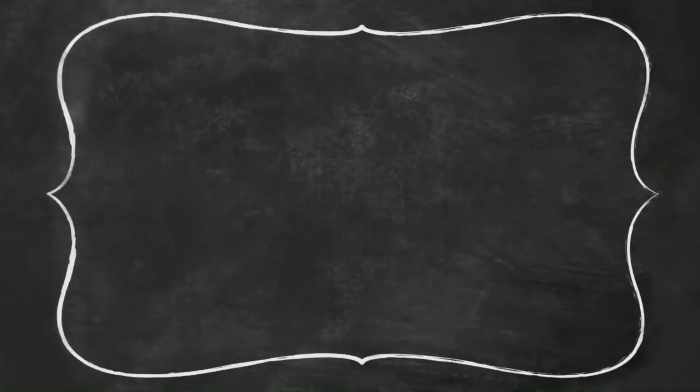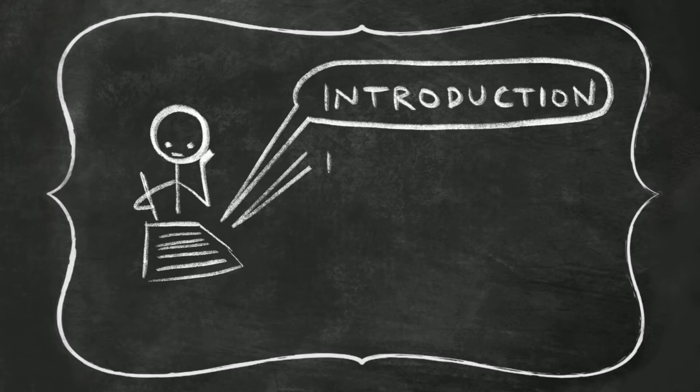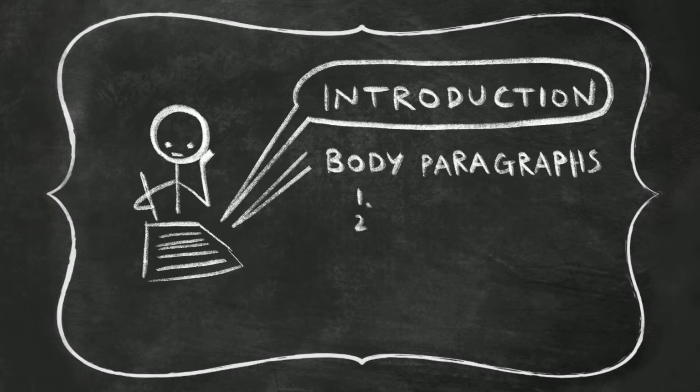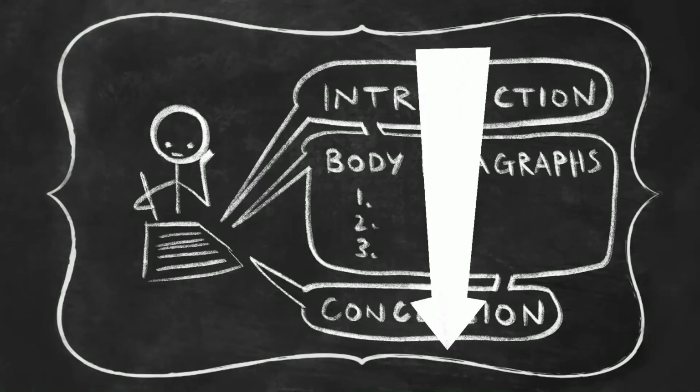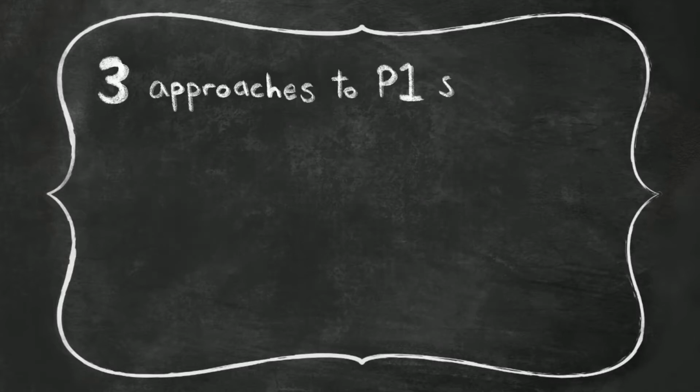If you've ever written an analytical essay, you know that a paper 1 essay should have an introduction, body paragraphs, and a conclusion. And throughout, you should be arguing for your personal interpretation of the extract, summed up in your thesis statement. In this video, we're going to focus on how we can structure our body paragraphs, which are where the bulk of our analysis happens.